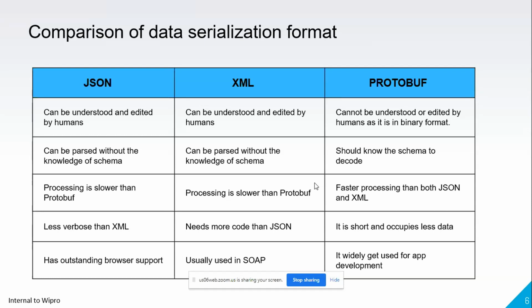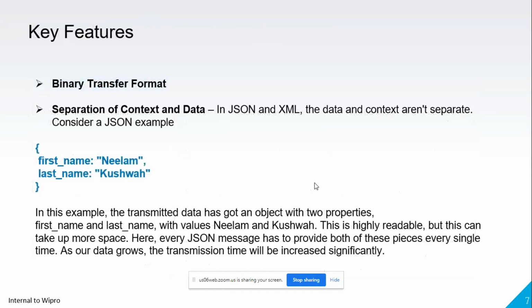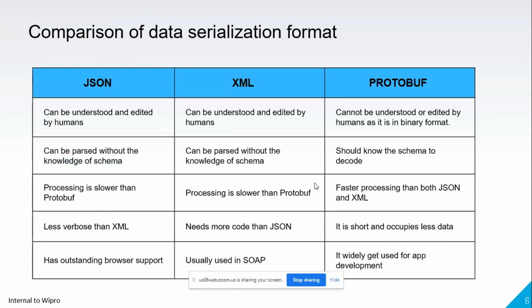And when it comes to processing, Protobuf is faster than both JSON and XML. I have read in the official documentation of Protobuf that it is 6 times faster than JSON. And when it comes to code, Protobuf is short and it occupies less data. And one more thing, Protobuf is the only data format supported in the gRPC framework. So if you want to work on the gRPC framework, you don't have any other option. You have to use Protobuf.